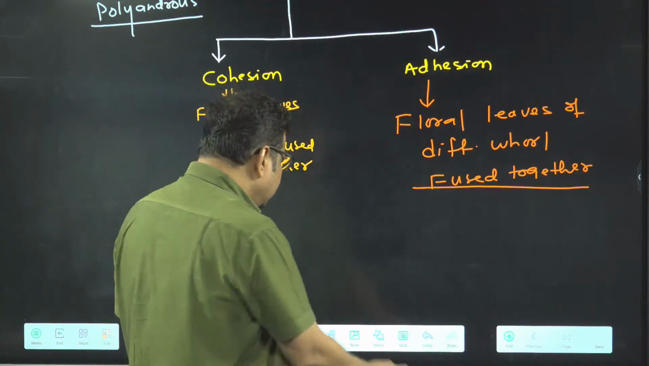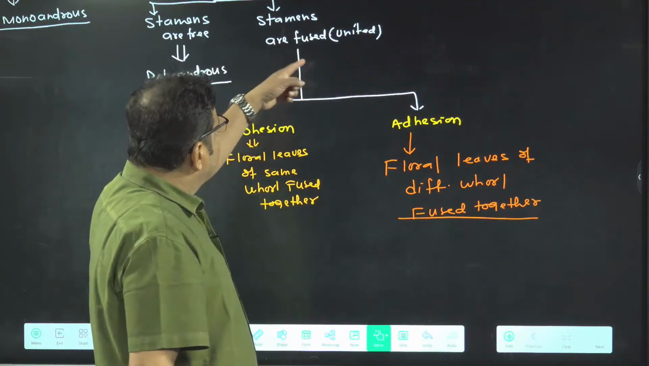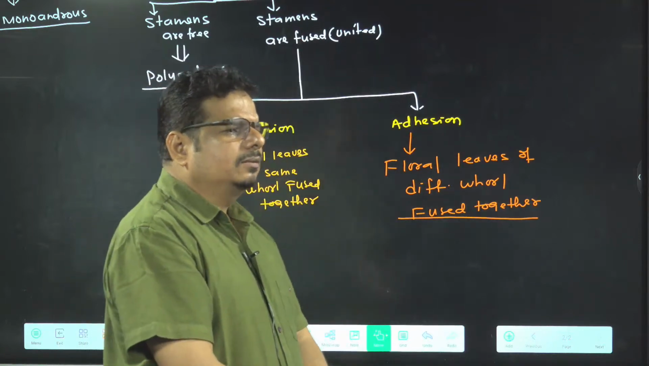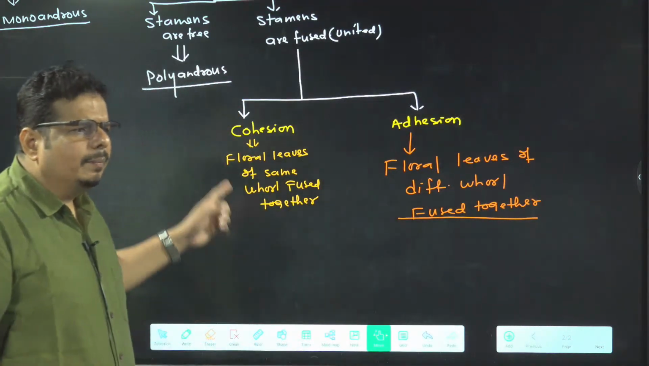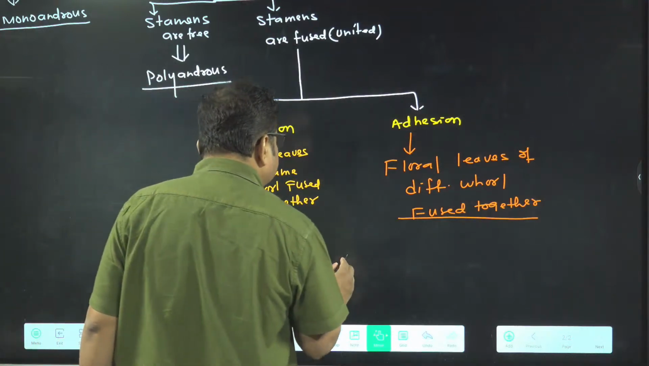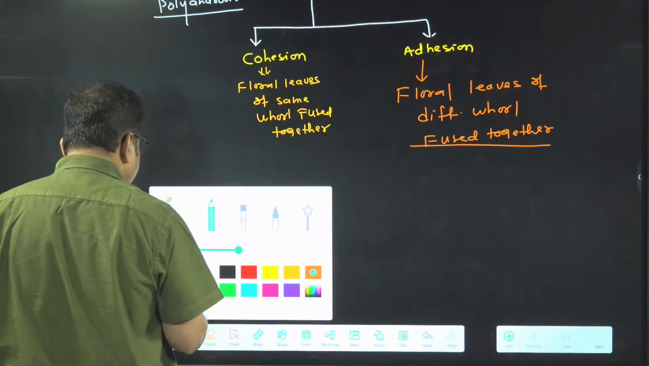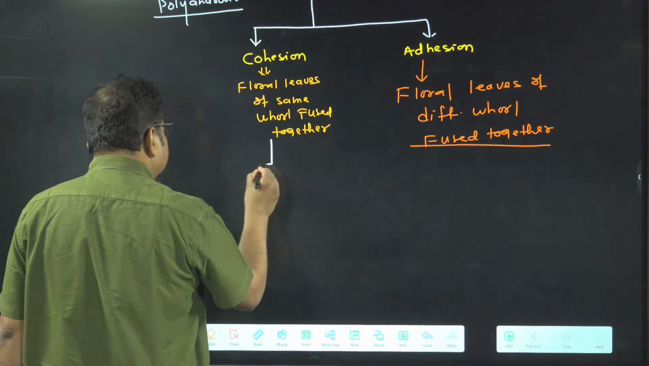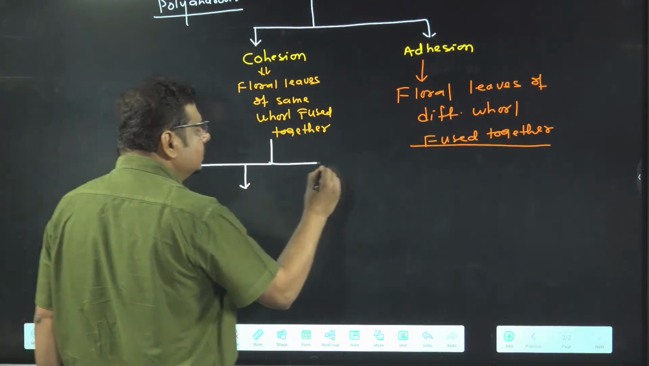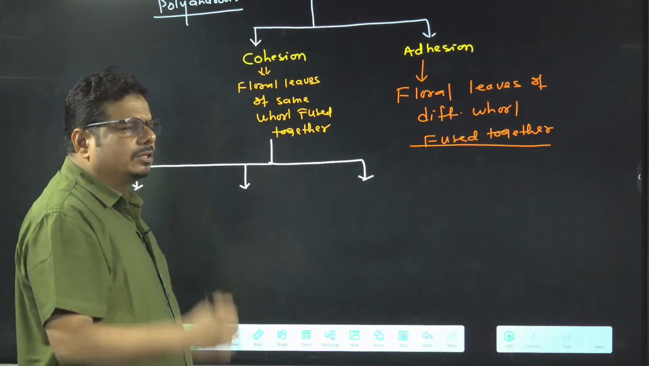So you got the idea what we are going to discuss? We are going to discuss united stamens. How many possibilities of united stamens are there? One possibility cohesion, another possibility adhesion. Now we are dealing in detail with cohesion. How many possible types of cohesion are there? There are three possible types of cohesion present in the stamen.